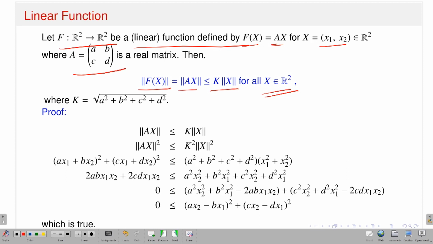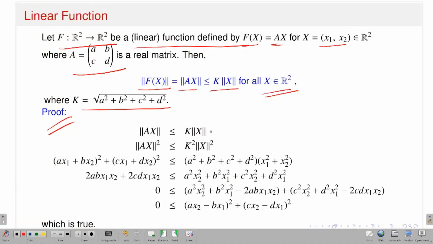So, you just think that I need this kind of estimate to talk about the continuity of capital F at any point in R2. So, I need this kind of estimate first. Okay. So, that means this should be true where k is given by the square root of a square plus b square plus c square plus d square. So, how does the proof go? What I will do is go the reverse way. Suppose this is true, then I will just do the reverse calculations. Once I am done with that, and this is perfectly all right, then I will go back.